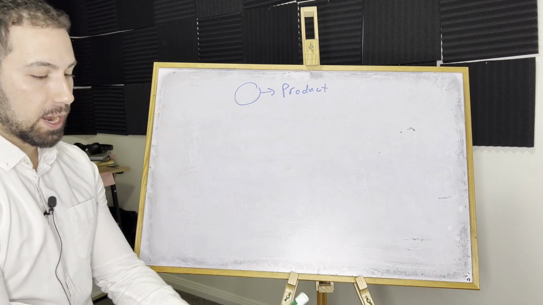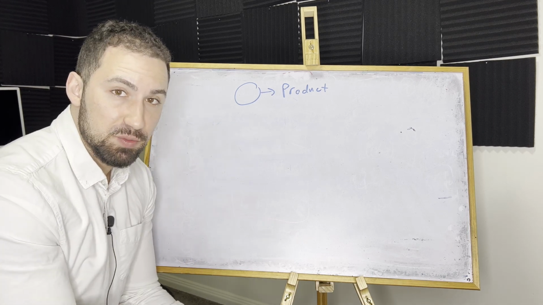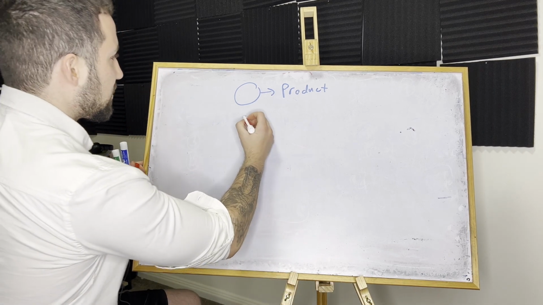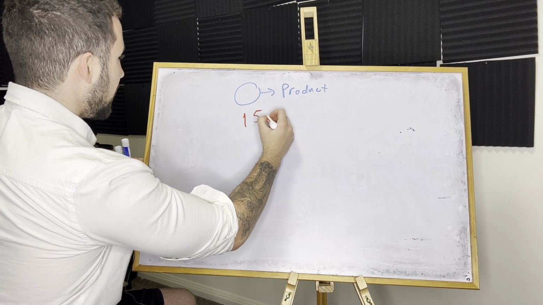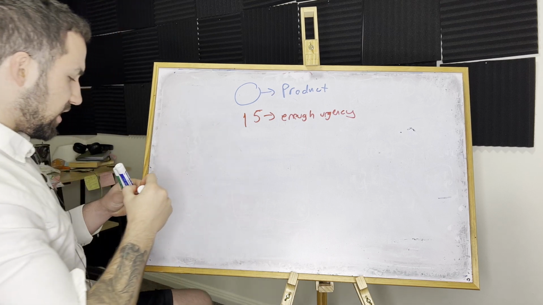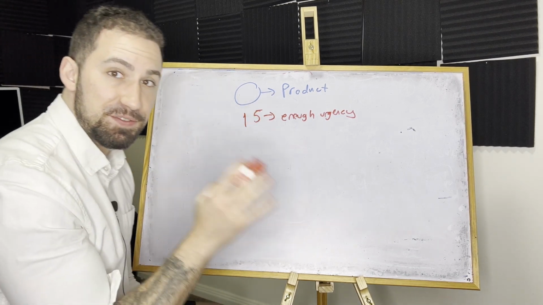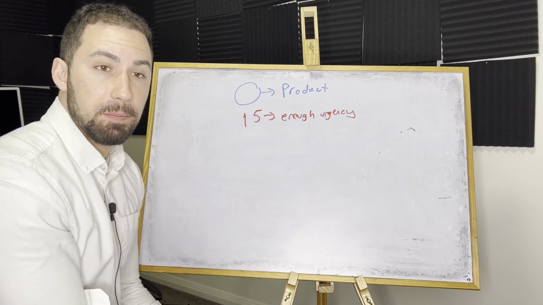The one that I found works really best is 15 days. 15 days works really best. If more than 15 days, guys, it is not enough urgency. Enough urgency is 15 days. More than 15 days, it doesn't give enough urgency, right? We are starting when we have 15 days for that specific product launch.